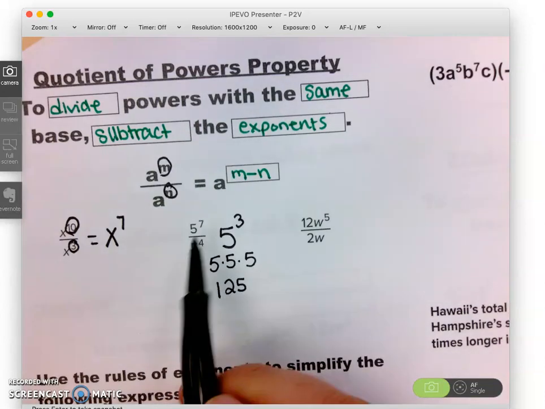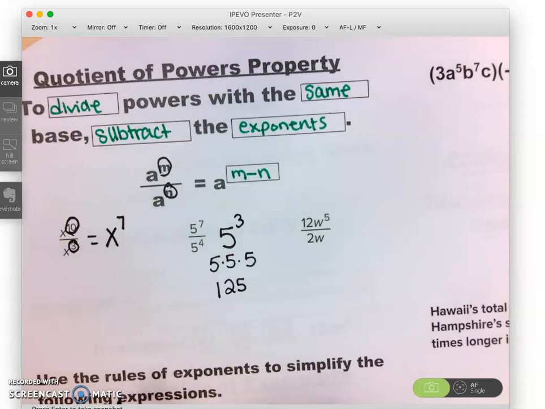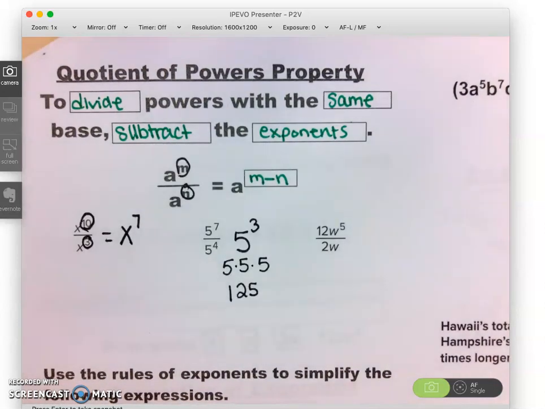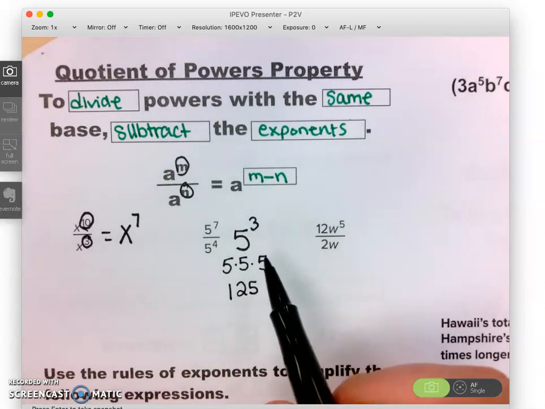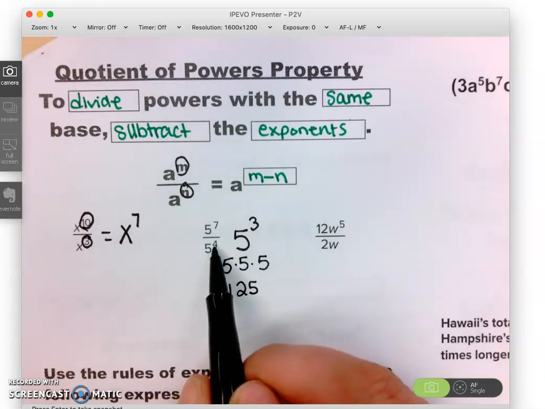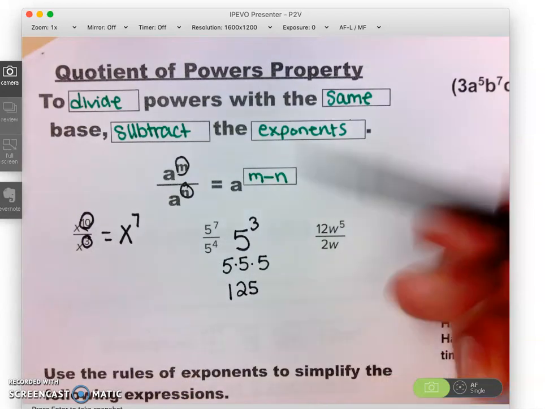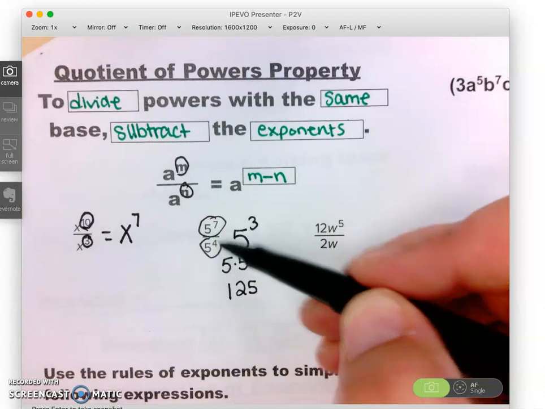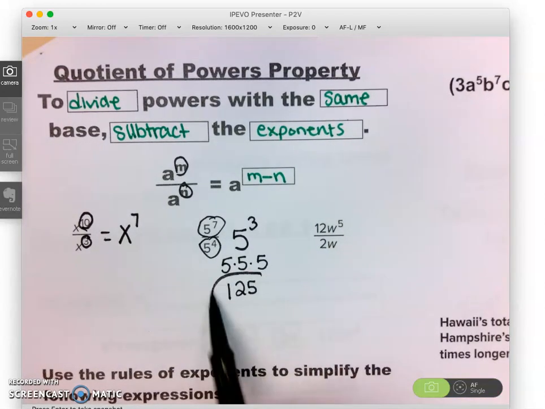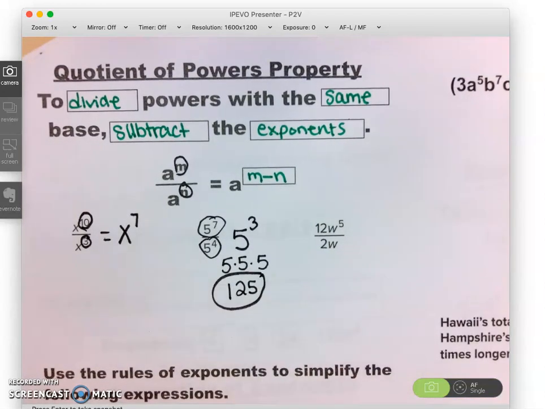Now, if I actually did 5 on top, 5 times 5 times 5 times 5, 7 times, it would get me a really, really big number. And then 5 to the 4th power, again, would get me a big number. And if I divided this big number by this big number, I would still get 125. It would just be a lot more work.